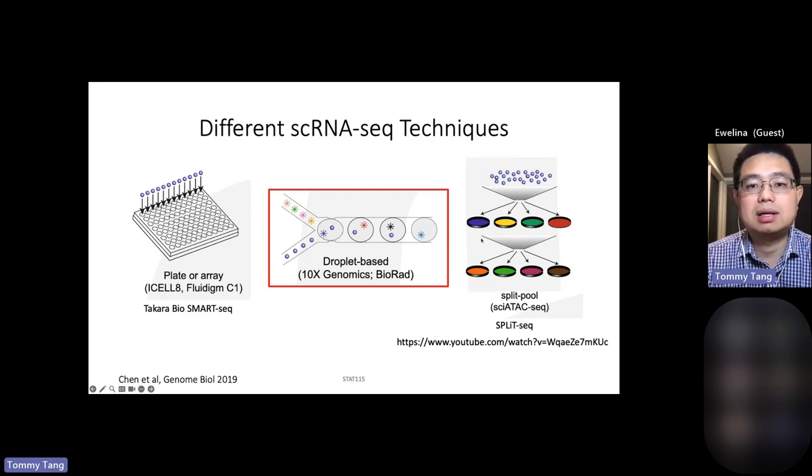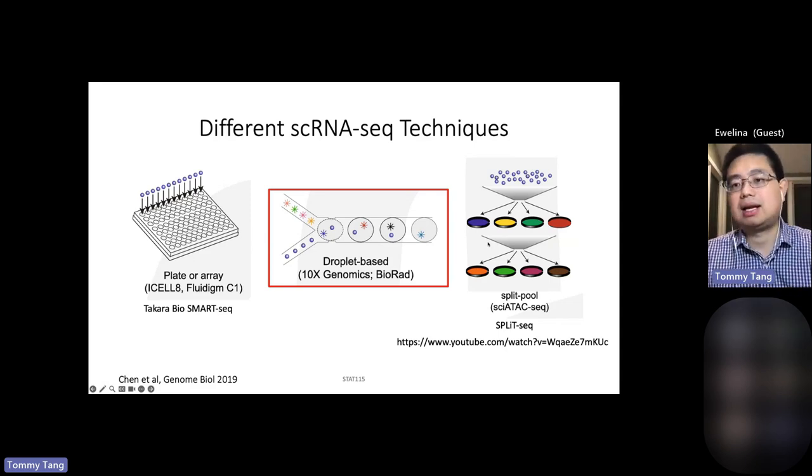There's also the split and pool strategy. The cells are first split into different plates or wells, and then the first round of barcode is added. Then the cells are pooled together and split into different wells again, where a second round of barcode is added.